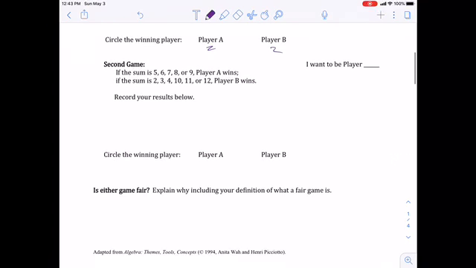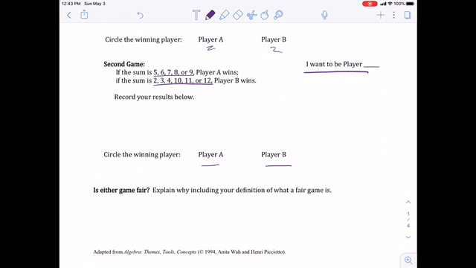Then we have the second game here, which is the same idea, but this time you roll two dice, and if your sum is 5, 6, 7, 8, or 9, player A will win. But if your sum is 2, 3, 4, 10, 11, or 12, player B wins. So again, you should have told me which player you want to be. Then you should have played this game 20 times and circled the winner, either player A or player B.